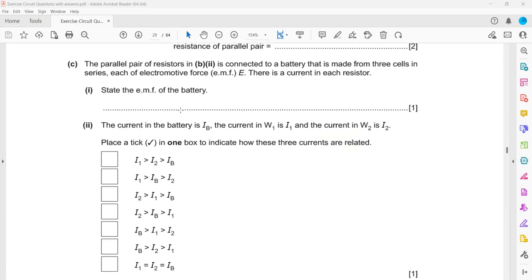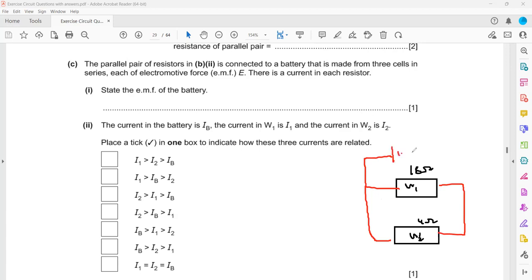A pair of parallel resistors is connected to a battery that is made from 3 cells. We have W1 and W2: W1 resistor has a resistance of 16 ohm, and W2, which we calculated, has a resistance of 4 ohm, and both are connected to 3 cells.